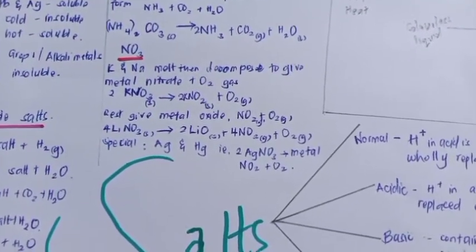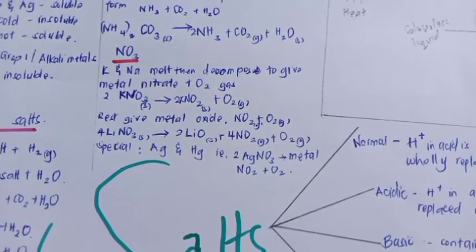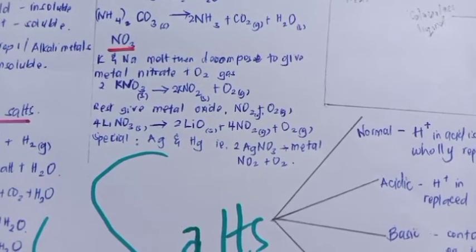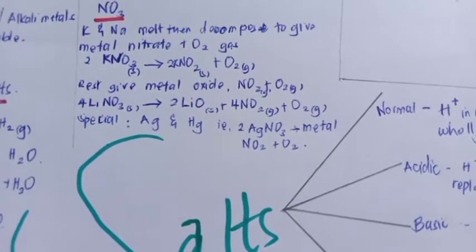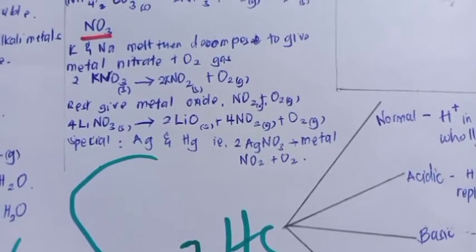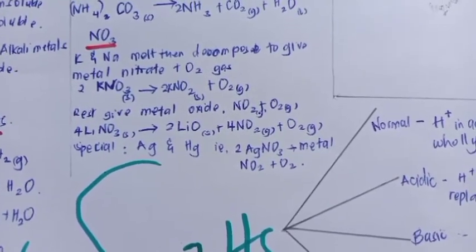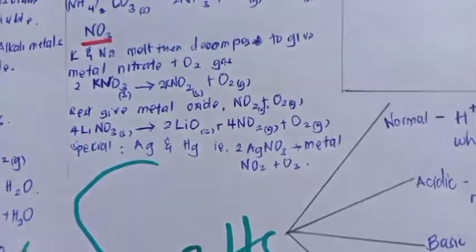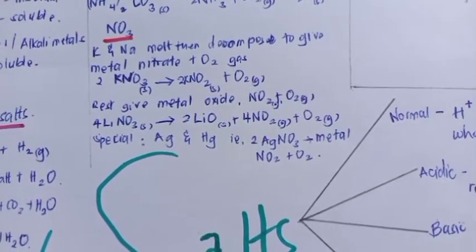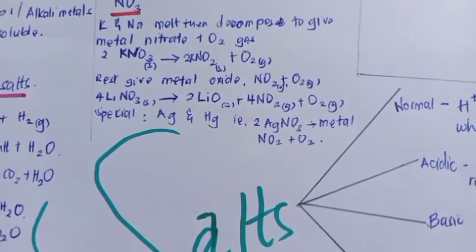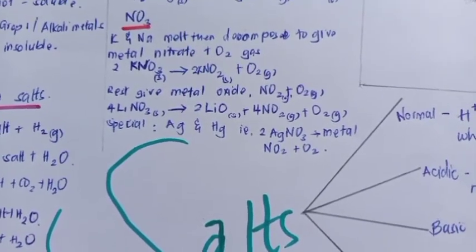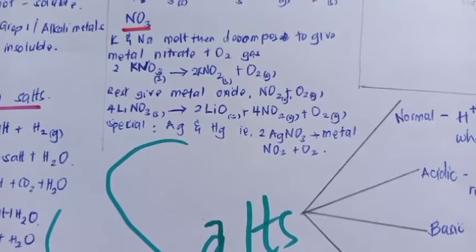We have potassium and sodium nitrate. They decompose to give out a metal nitrate and oxygen gas, the two of them, because they're very reactive. They do not form nitrogen 4 oxide like the rest, so they'll just form a metal nitrite and oxygen gas. So here we have potassium nitrate, it decomposes to give potassium nitrite and oxygen gas.